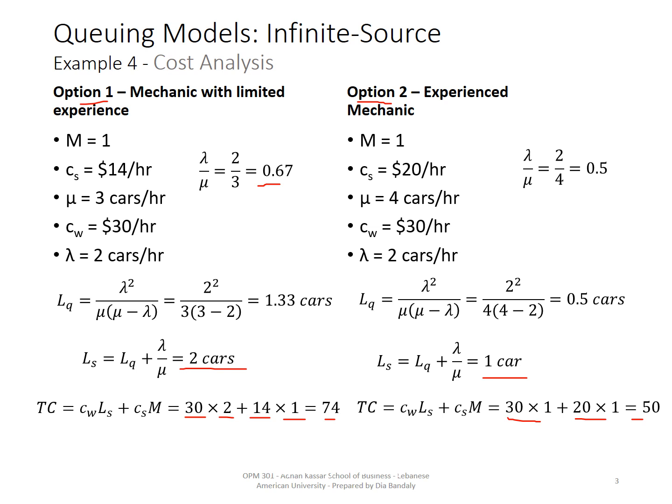So what happens here? You can see that, yes, for the more experienced mechanic, we are paying $20. So we are increasing the server cost from 14 to 20. But look what we are able to do for the waiting cost. We are decreasing it by half. And that would net our gain, going for $50, right? So the difference is $24. So the conclusion is, of course, we go for option 2. Okay, so that was an illustration of using the total cost model in order to compare two design options.